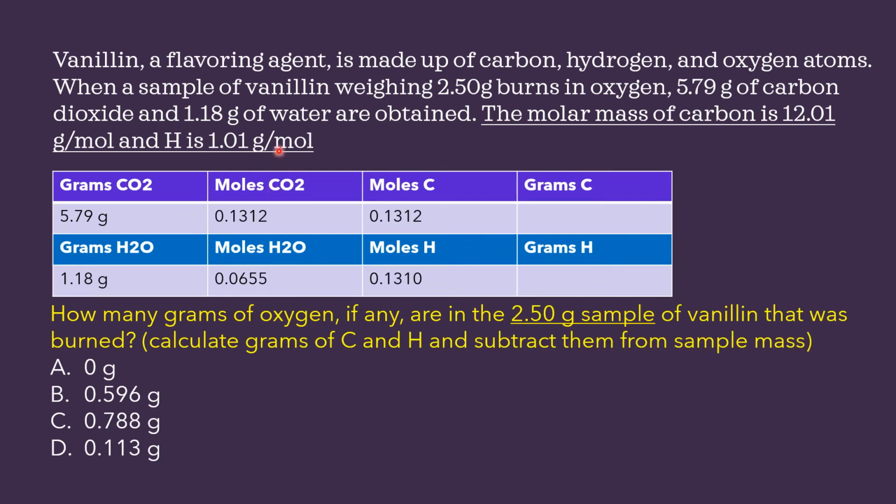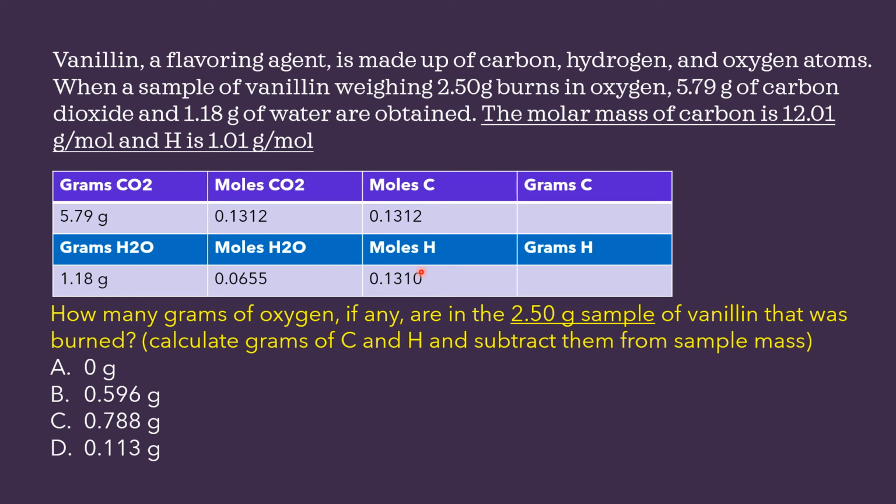Okay, if you got that problem right, you would have found that you have almost equivalent moles of carbon and hydrogen. So we're on our way towards getting an empirical formula, but our mystery character is still oxygen, and oxygen is a little tricky.